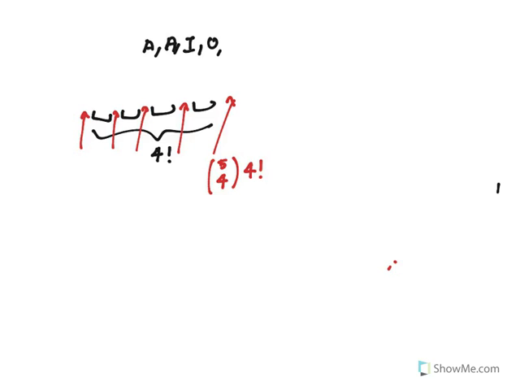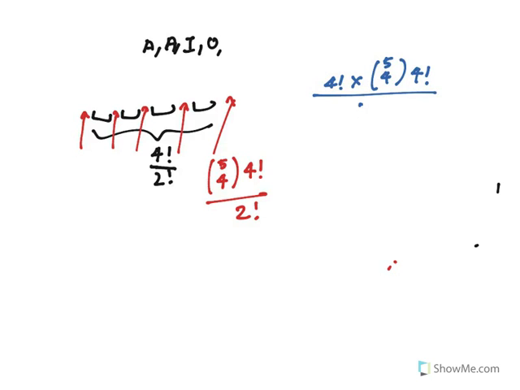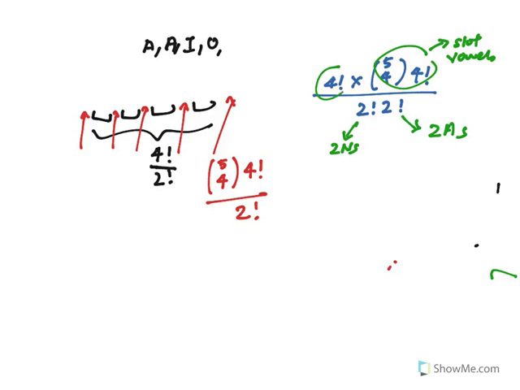After which, also remember that because there are 2 A's that are the same, we have to divide by 2 factorial. Over here, there are 2 N's that are the same, so we have to divide by 2 factorial, because remember, we need to account for the non-distinct items. So the final answer will just be 4 factorial times 5 choose 4 factorial, divided by 2 factorial 2 factorial. This is to account for 2 N's. This is to account for 2 A's. This is for slotting in the vowels. And this was to arrange the consonants. And the answer will just be 720.